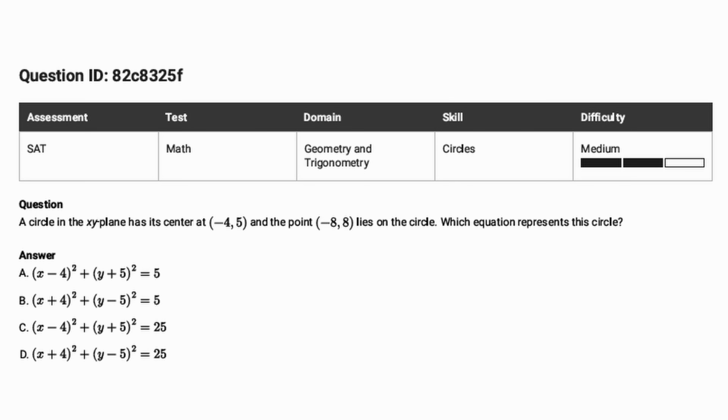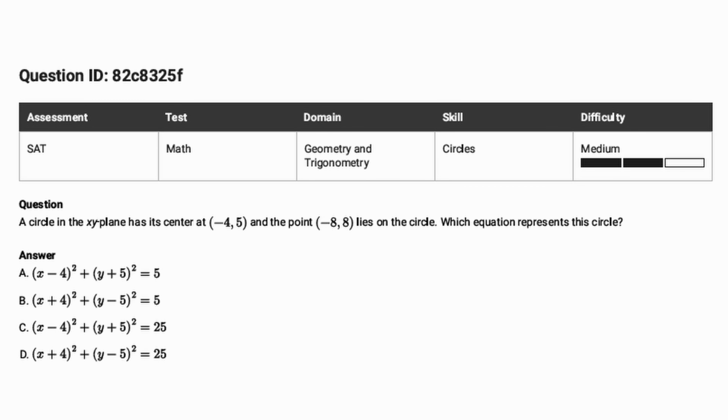All right, this is the last circle question I've got for you guys. A circle in the xy plane has its center at (-4, 5), and the point (-8, 8) lies on the circle. Which equation represents this circle? Okay, so since we know the center and a point that lies on it, we can find the radius. The radius can help us narrow it down between two of the choices because the radii are different. This is something that Desmos is incredibly good at.